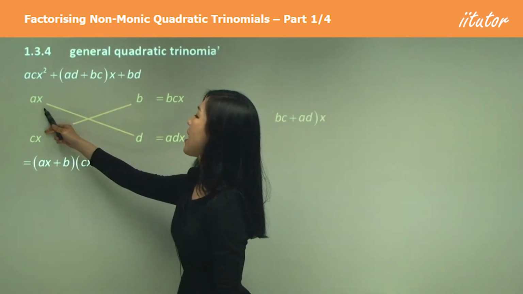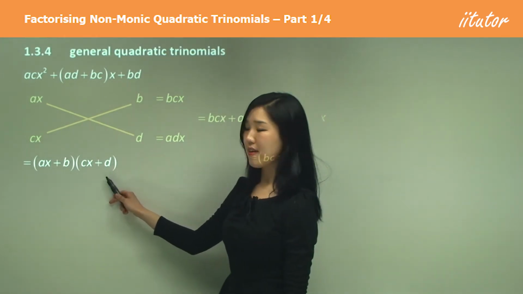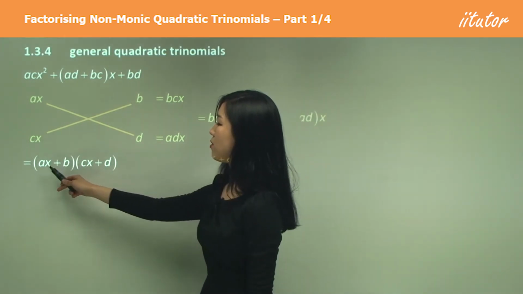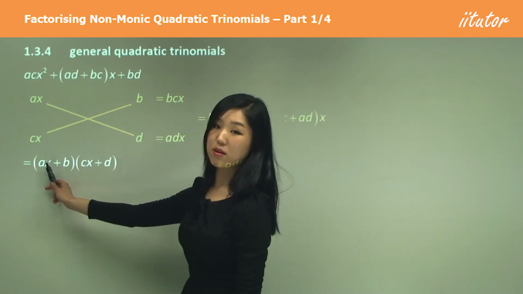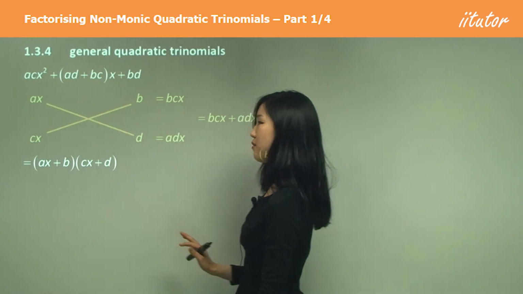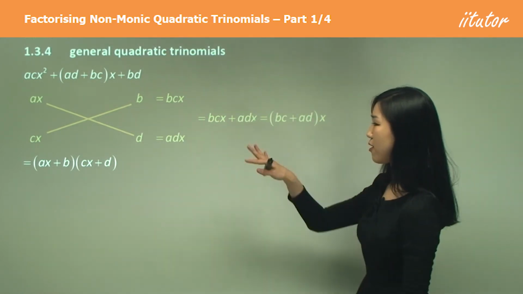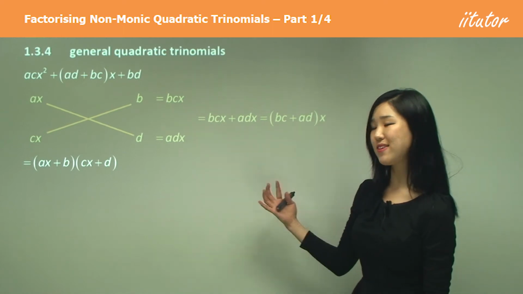So you do ax plus b and cx plus d. Okay, that's the idea. It's not just going to be x, it's going to be ax. And it's not just going to be x here, it's going to be cx. That's the difference. Let's go into the question and I'll show you exactly what we do by using the cross method again. So we always stick to the cross method.